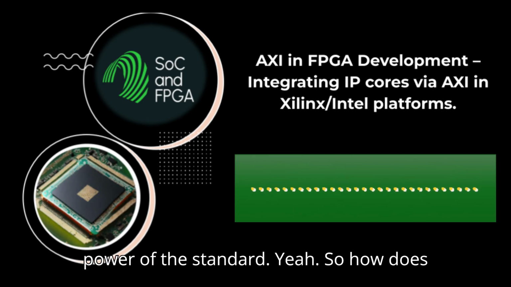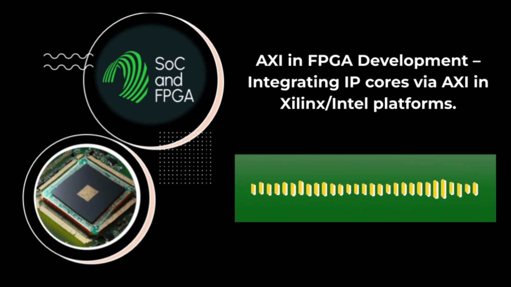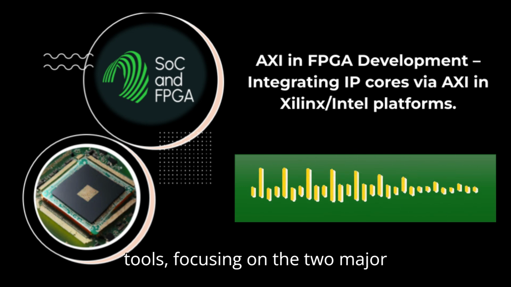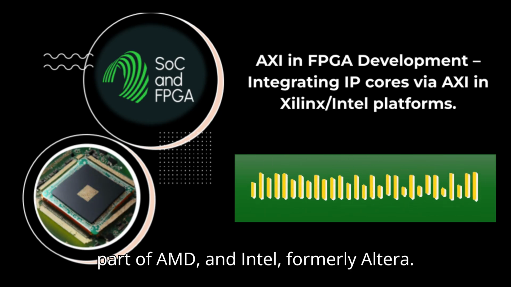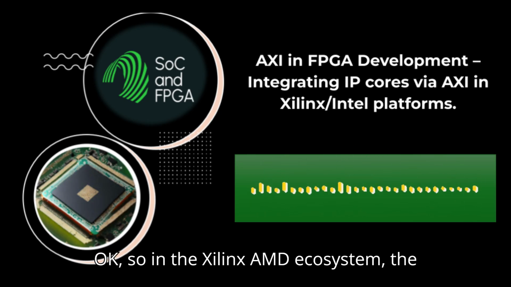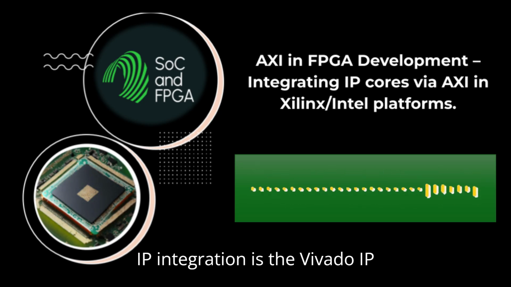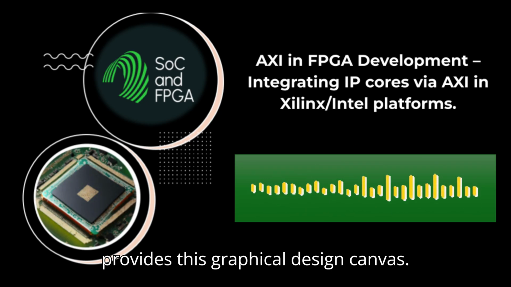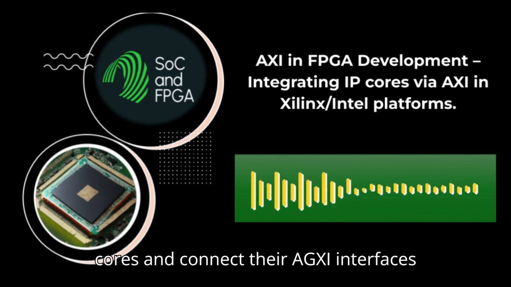So how does this integration actually happen in the real world for designers? Let's turn our attention to the actual tools, focusing on the two major players in the FPGA space. Xilinx, now part of AMD, and Intel, formerly Altera. So in the Xilinx AMD ecosystem, the primary tool for this kind of AXI IP integration is the Vivado IP Integrator. It provides this graphical design canvas. Engineers literally drag and drop IP cores and connect their AXI interfaces visually.